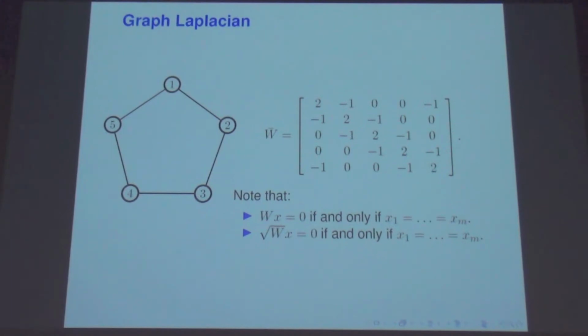And one, let's say, important characteristic of the graph Laplacian is the following, which is the null space of the graph Laplacian. It's equivalent to the consensus subspace. What does that mean? If you have a vector x such that all the entries in this vector are the same, then W times this vector is equal to 0. This is an important property for the graph Laplacian. And this also holds for the square root of W. This is the characteristic that we're going to exploit. And why is this important?